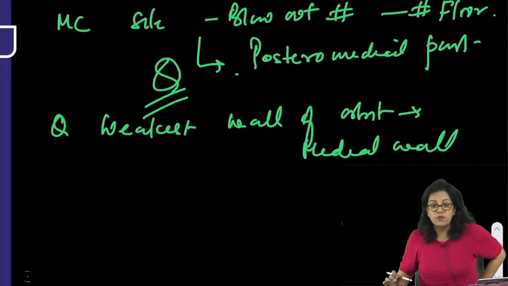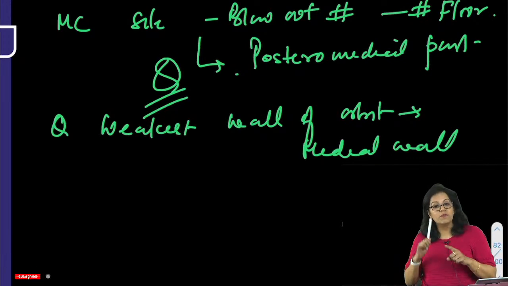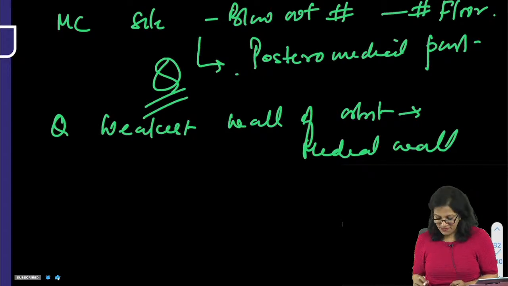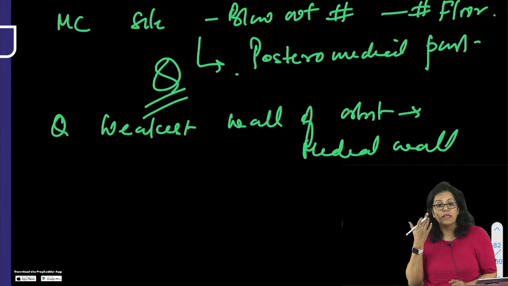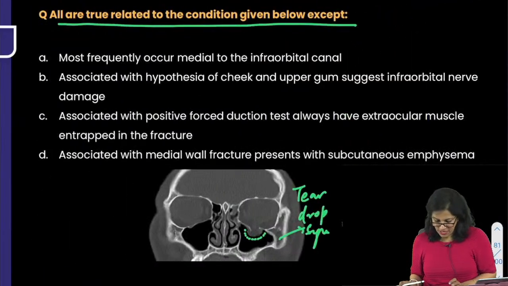So, do not get confused: weakest wall of the whole orbit is medial, but weakest part of the floor is posteromedial part. And if the medial wall is also broken, sometimes with the blowout, then the ethmoid sinus is opening, so you will get subcutaneous emphysema. Right?